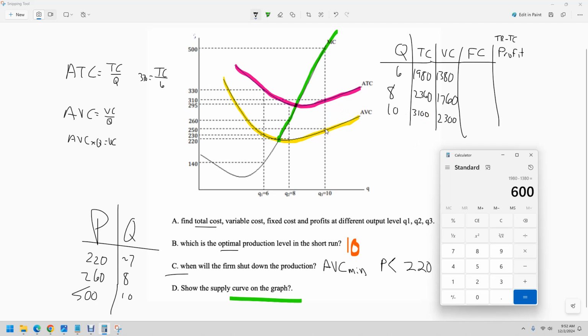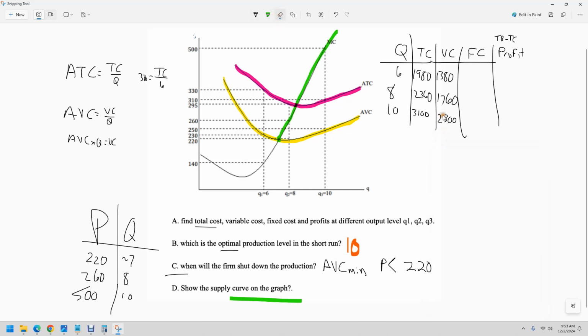Oh, because down here, that's a mistake. It's not 2300, it's 2500. Maybe you caught my mistake. 2500. And that's 600. So it's 600 all the way down. And see, by doing the math, you can catch any mistakes that you make.